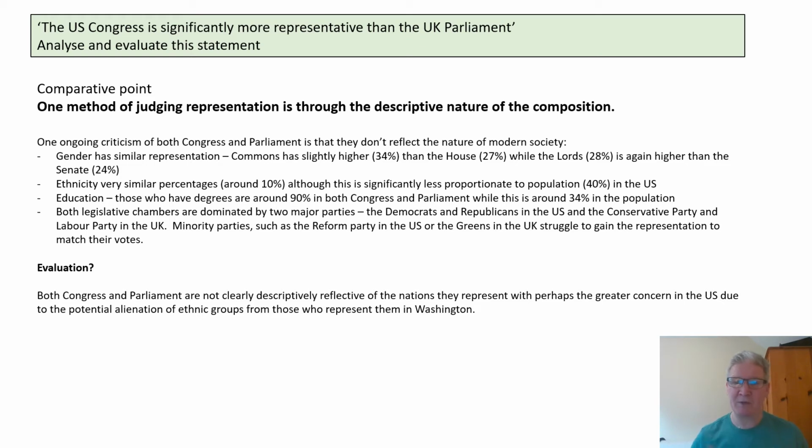Crucially, if you're talking about does it represent the nation and the voting of the representation, both chambers are dominated by two main parties, and therefore minor parties, such as the Reform Party of the United States or the Greens in the UK, struggle to gain representation, all of which implies that neither Congress nor Parliament are that clearly descriptive of the nations they represent, with perhaps the greater concern being the United States with the alienation of ethnic groups, certainly in modern times.